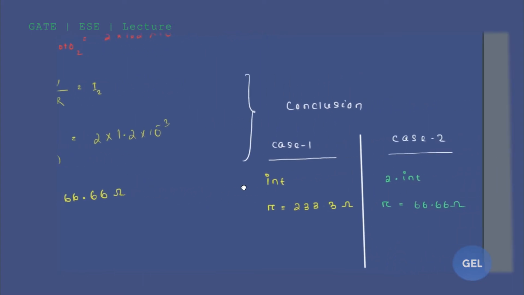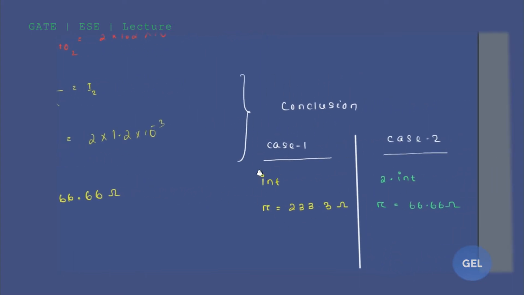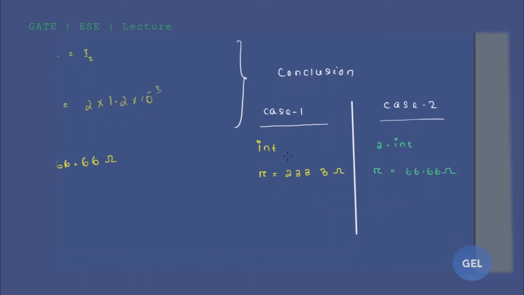Now here I can say, in the first case when my intensity was INT, the resistance of the photodiode used to be 233.3 ohm. Now when my intensity increased to some extent, my resistance changed to 66.6. So here we can say with increase in intensity, my resistance is decreasing.